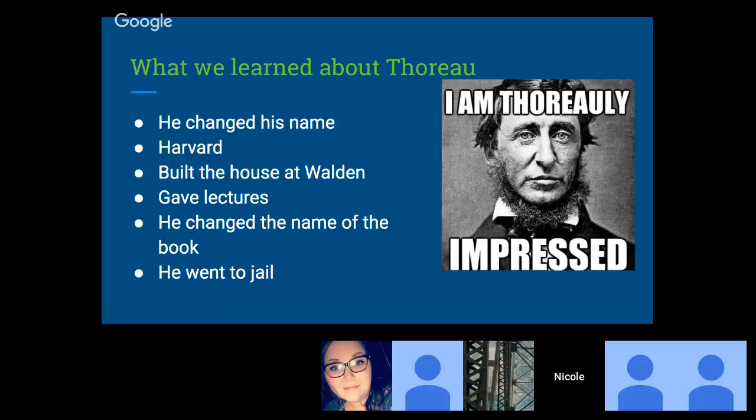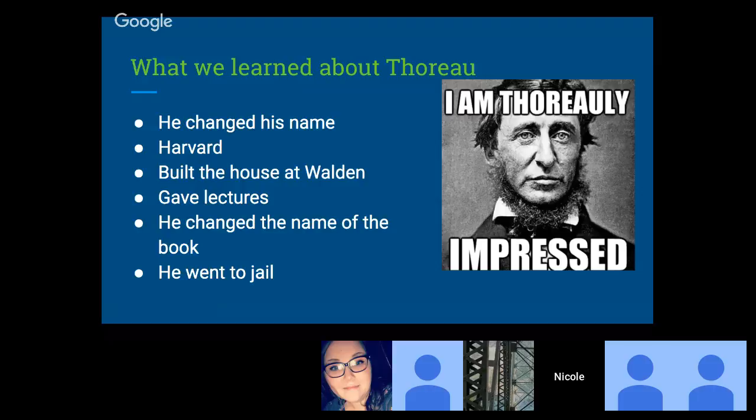All right, we already talked about some of the things we learned about Thoreau, but some of the basic things we came across while doing our research was that he actually changed his name. It was originally David Henry Thoreau, and then he changed it to Henry David Thoreau, and he was inspired by Emerson to do that. And then, like he said, he went to Harvard, and back then it only cost $179 with room and board and tuition to go there, but it was still a struggle for him to get the money together.